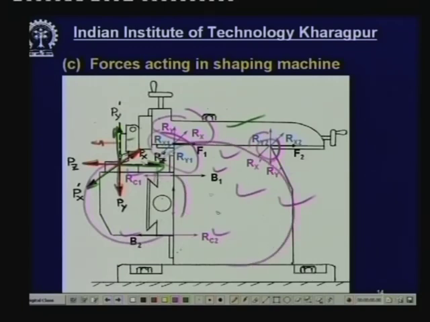So, the column receives force through the ram and through the bed coming from the cutting point, and this way, all these forces are transmitted to the foundation through these foundation bolts.